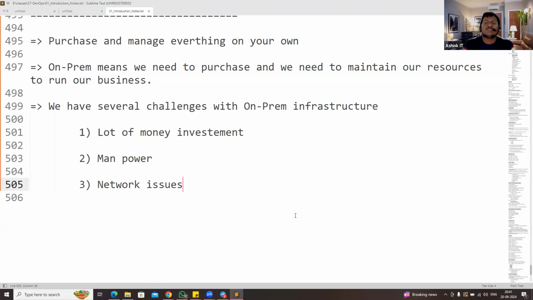You are responsible for that. You need to take care of network issues, and you need to take care of scalability issues.